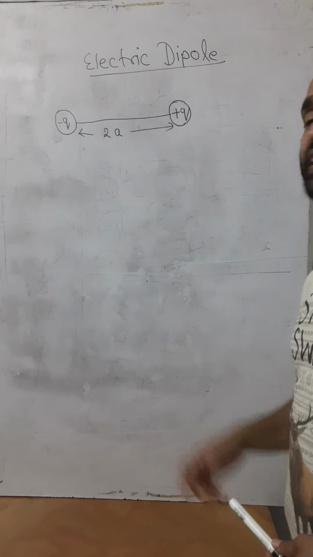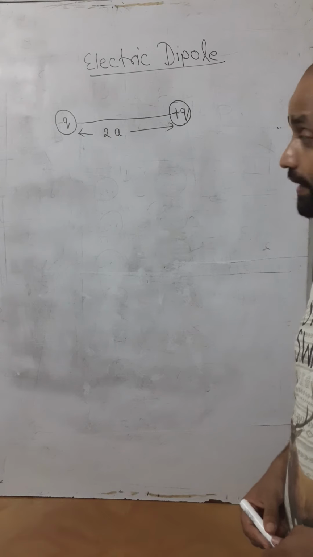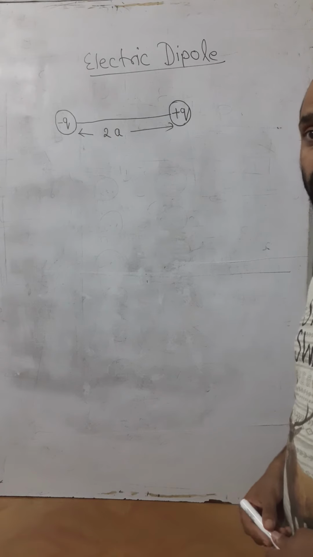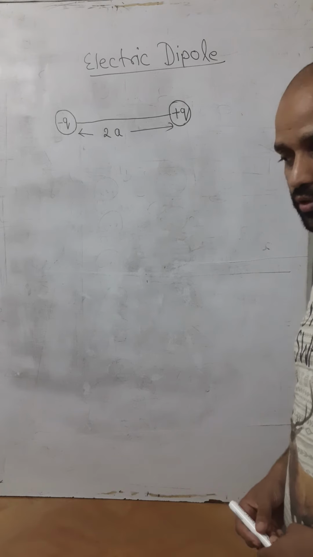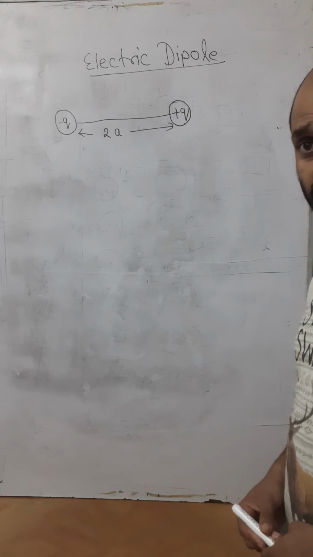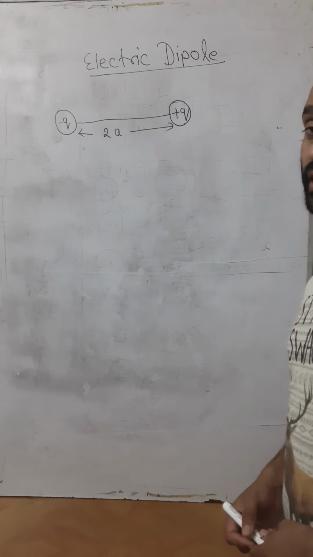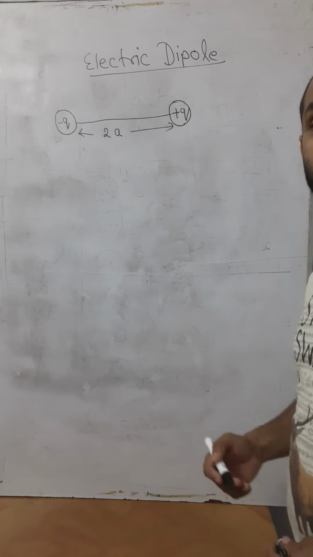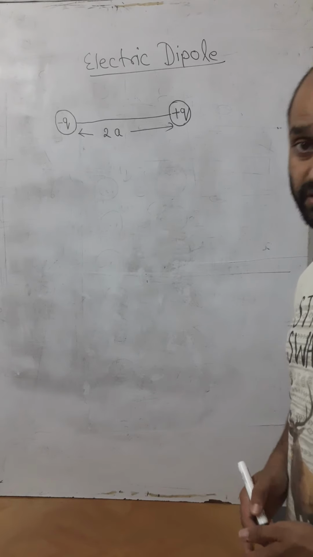In our daily life we come across such type of dipoles, like in chemistry you read about the molecular structure of like H2O, like NH3. So these are the examples of dipoles only, because here as well the opposite charges are separated by some distance.